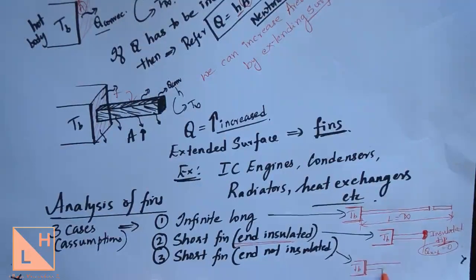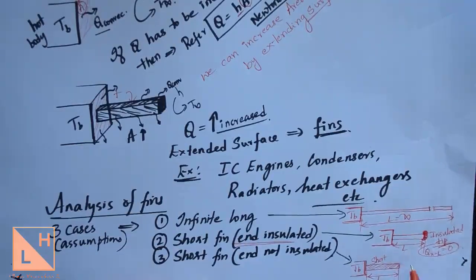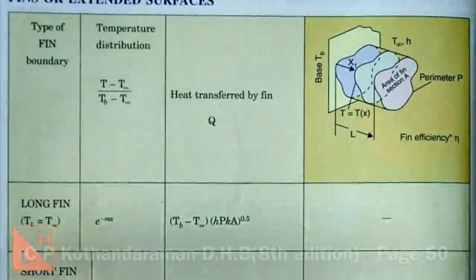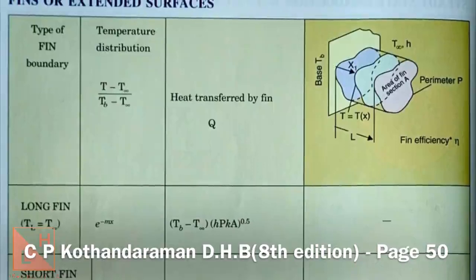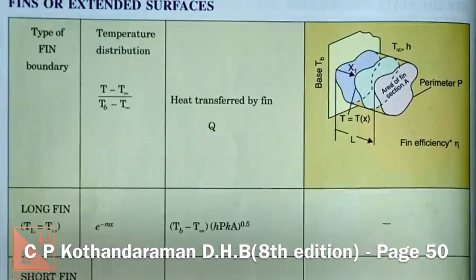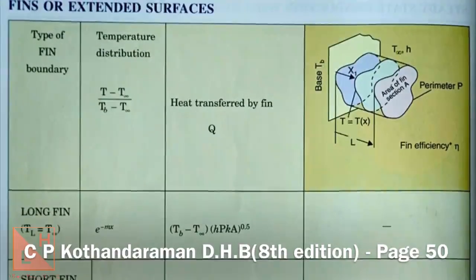And next we have a short fin with the end not insulated. The meaning of short fin itself is that the length of that fin is known and it is of a smaller number compared to the base body. You will find all these formulas for 3 different cases in the data handbook of CP Kothandaraman.